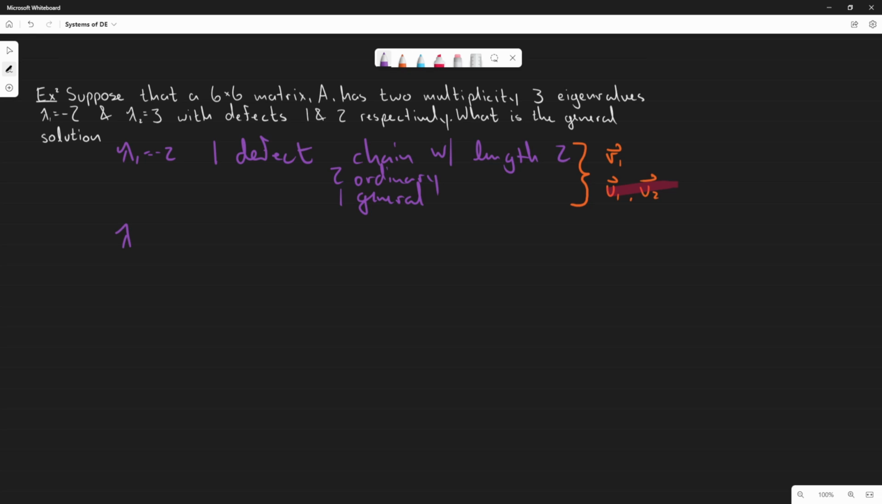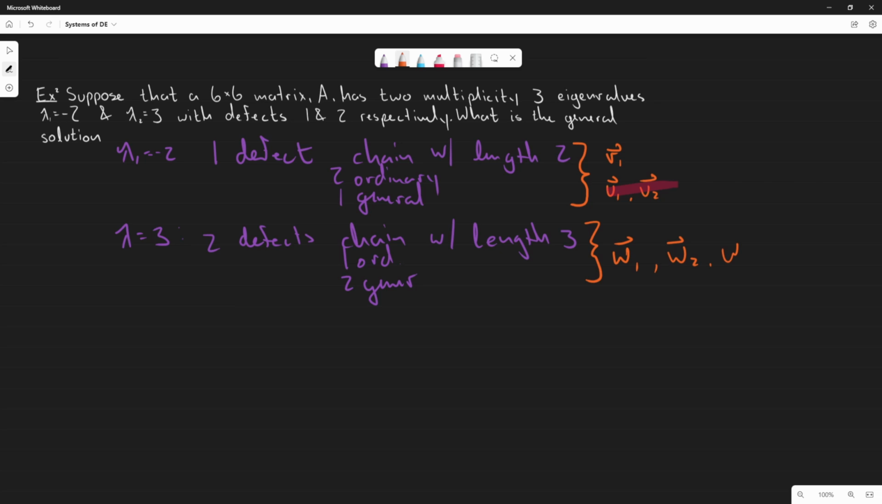Now for lambda equal to 3, we have 2 defects. That means the longest possible chain we'll be having is going to be a length of 3. We have 2 defects, so there's only going to be 1 ordinary and 2 general. So we are going to have our 1 ordinary, and it's going to be accompanied by the 2 general vectors. Putting this all together, we are going to have our solution written as x1, 2, 3, all the way to 6. They're all going to be with respect to t.